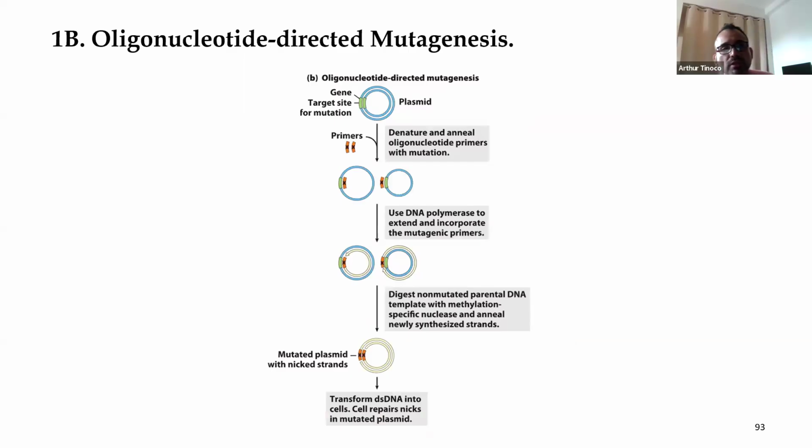Here, as I mentioned to you, is the oligonucleotide-directed mutagenesis. So you have this gene target site for mutation. Essentially what you want to do is modify that gene. You introduce primers, so denature and anneal oligonucleotide primers with the mutation. You use DNA polymerase to extend and incorporate the mutagenic primers. Then you digest the non-mutated parental DNA template with a methylation-specific nuclease and anneal the newly synthesized strands, so mutated plasmid with nicked strands. And then you transform the DNA into cells, and the cells repair the nicks in the mutated plasmid. So that essentially is what oligonucleotide-directed mutagenesis is.